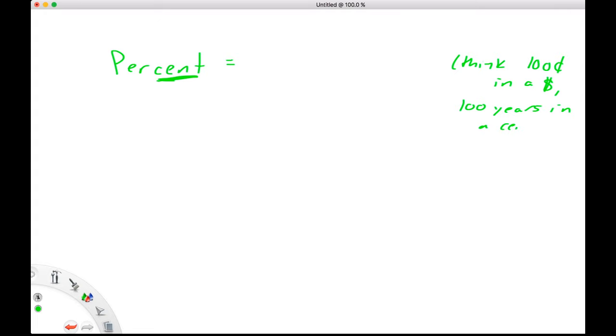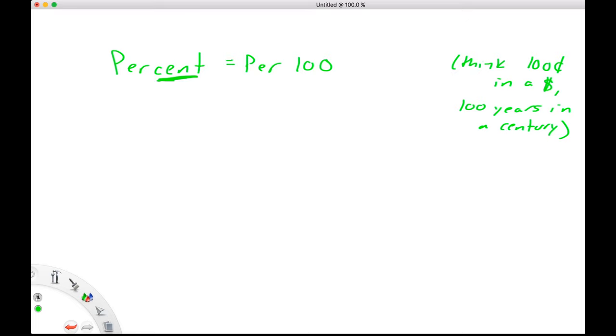So first and foremost here, what is actually a percent? I think if we break down this word, it really gives us a good sense of what a percent actually is. Because this word cent, if you think like there are 100 cents in a dollar, or there are 100 years in a century, this root cent really does mean 100, so we can quite literally translate per cent to per 100.